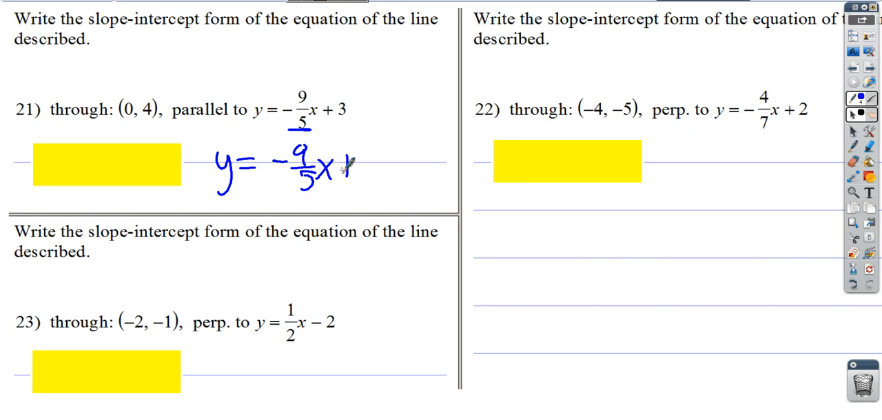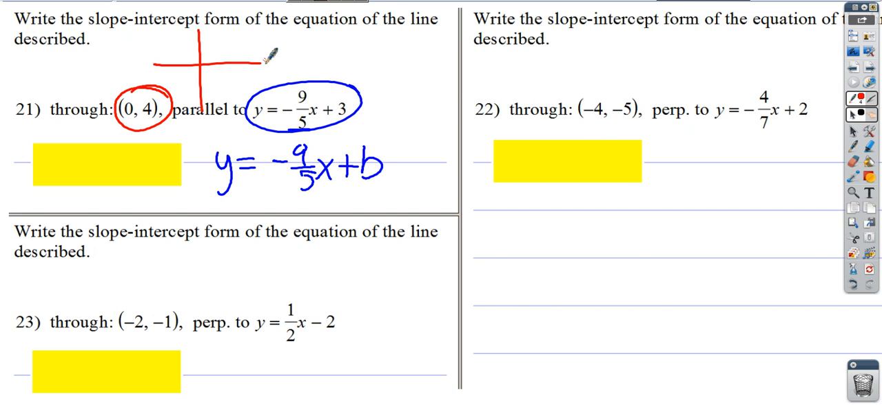But we don't know what the y-intercept is. We know what it is for this line, but that's not the line they're asking us to find. They're asking us to find a totally different line. So how do we find the y-intercept, the b value? Well, they tell us that this goes through 0, 4.